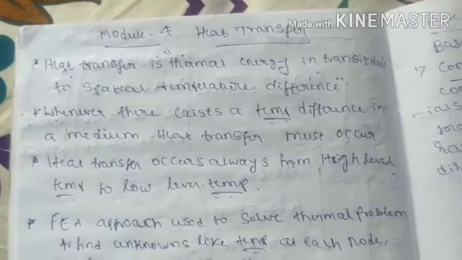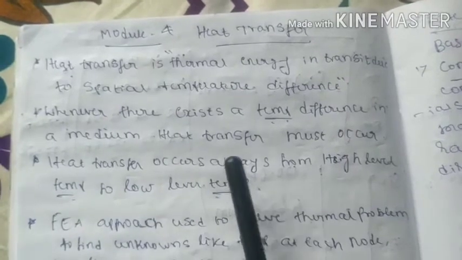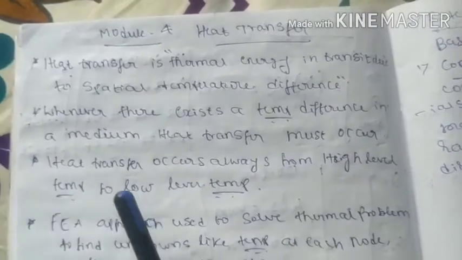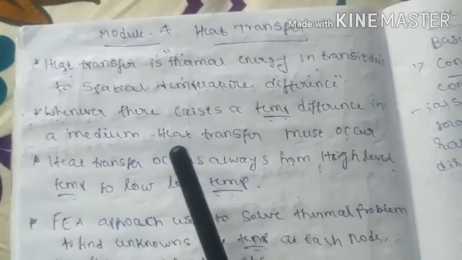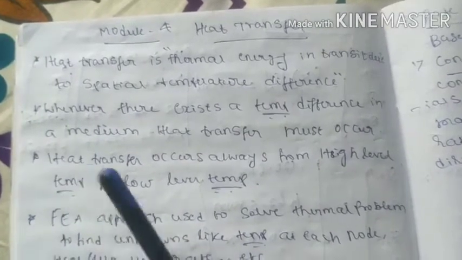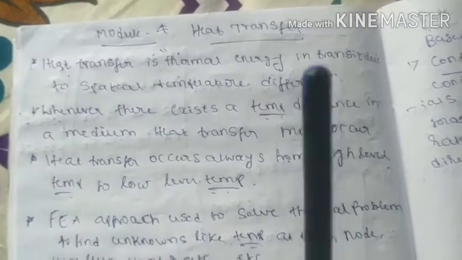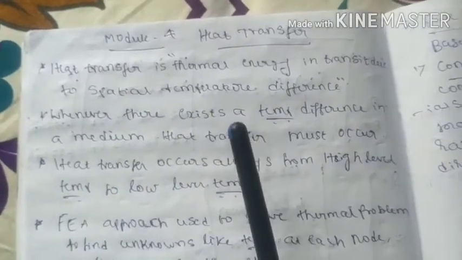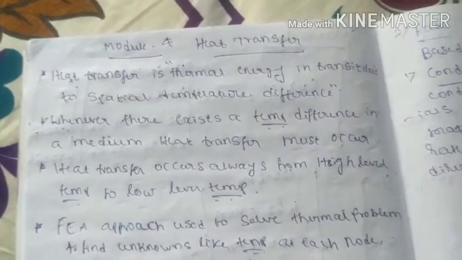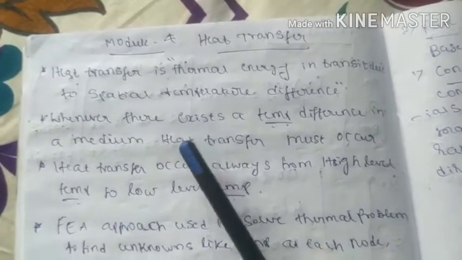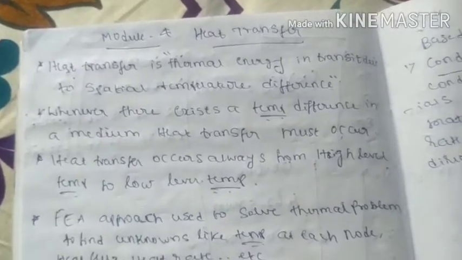Usually this occurs when there is a temperature difference, like heat transfer always takes place from higher temperature to lower temperature, like how water will flow. When there is a difference in level, water flows from high level to low level due to gravity. In the same way, it is not due to gravity here, it is due to molecular transfer. So when a temperature gradient occurs between two points, heat is going to be transferred. The more the temperature gradient, the faster the heat transfer takes place. So that is called heat transfer. Heat transfer is thermal energy in transit due to spatial temperature difference.